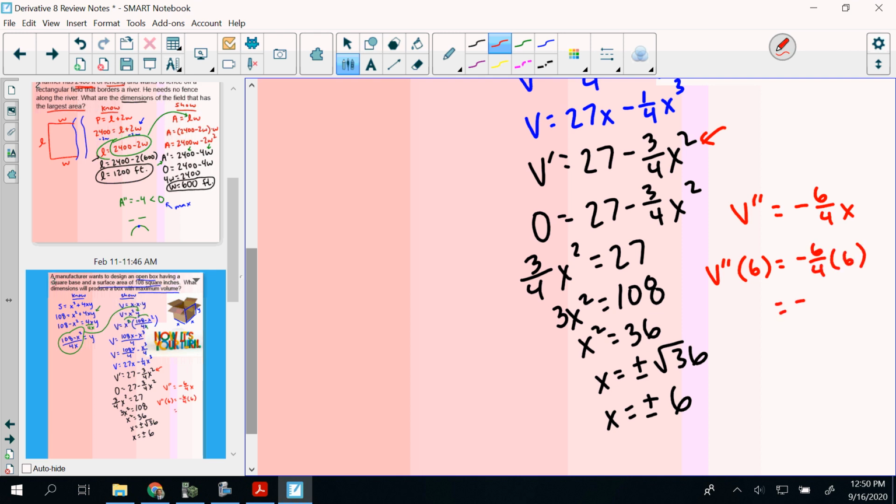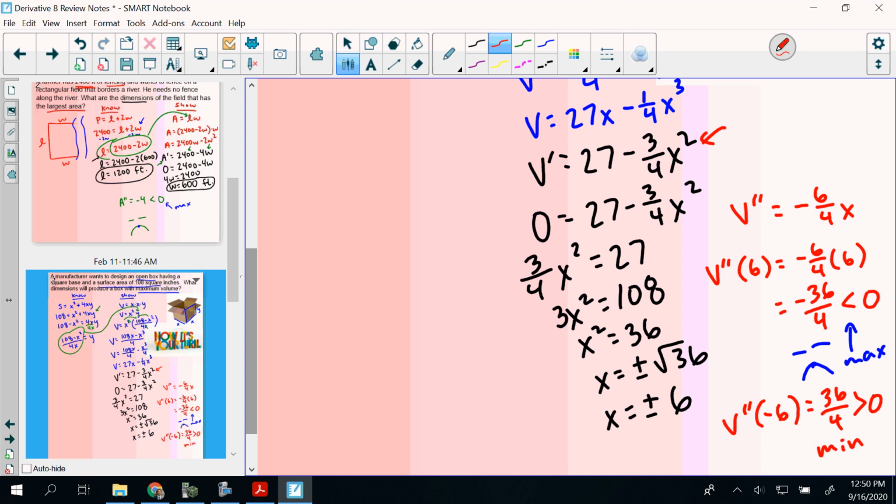that's going to give us negative 36/4, which is less than 0. Remember, if we get one like that, that's going to be concave down, which is going to produce a maximum. That's the one we want to use. If you would plug in the other one, you get the opposite result, that at negative 6, this is going to equal positive 36/4, which is greater than 0. That's going to be a minimum. And so we do want to use positive 6 here.